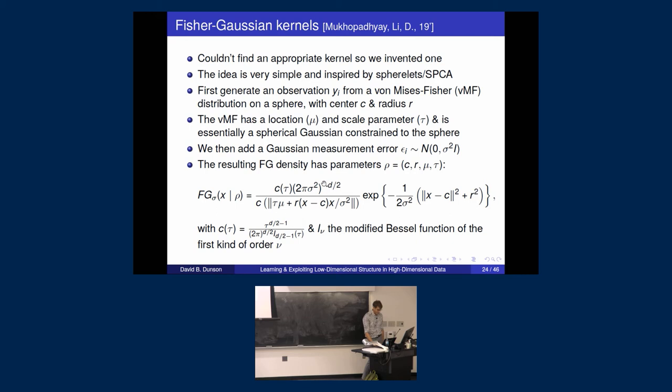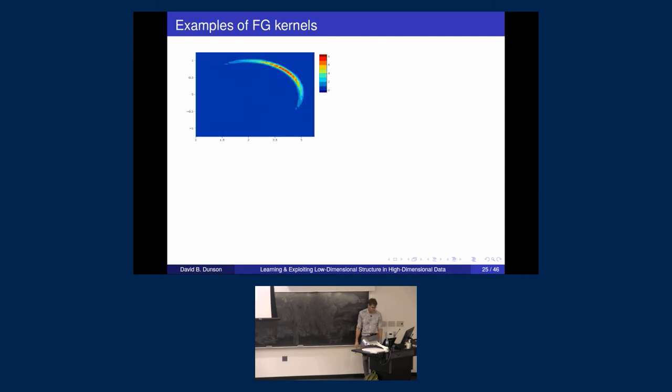And we were initially worried about this modified Bessel function of the first kind of order nu, but that's very trivial to evaluate. And so this kernel is really useful, I think. I'd like to have a more flexible one, but this one's quite nice, I think. So here's some examples. So now we can get densities for a single component or cluster in a mixture that look like that.